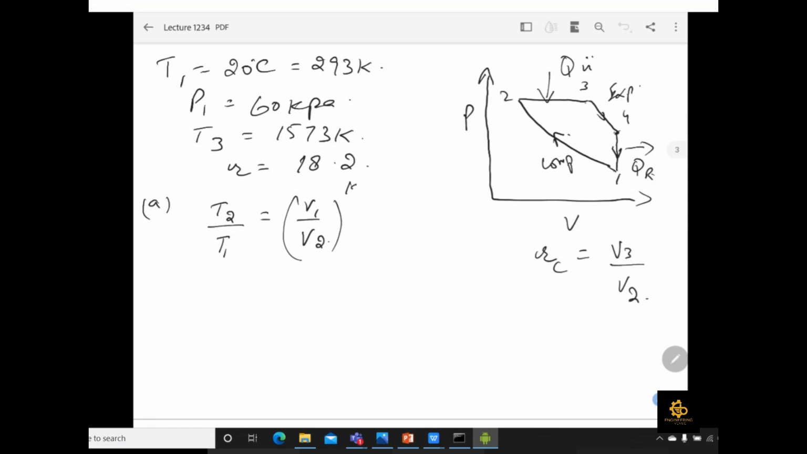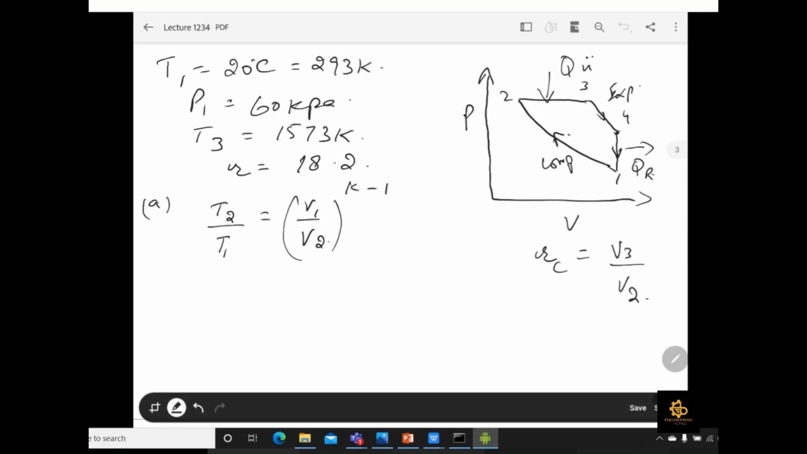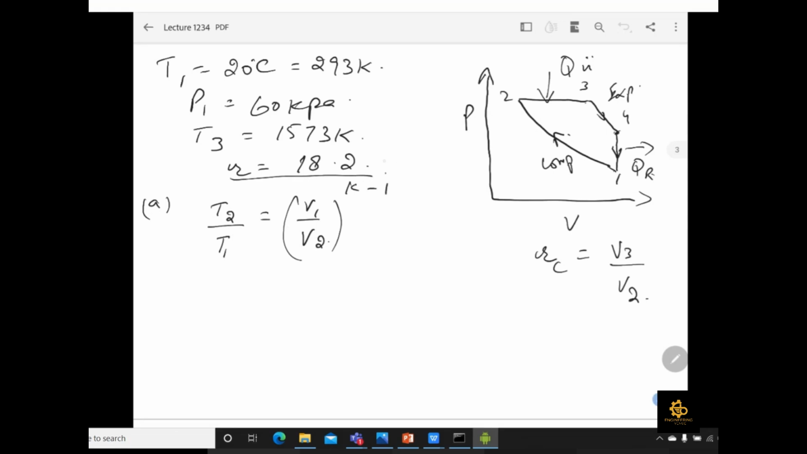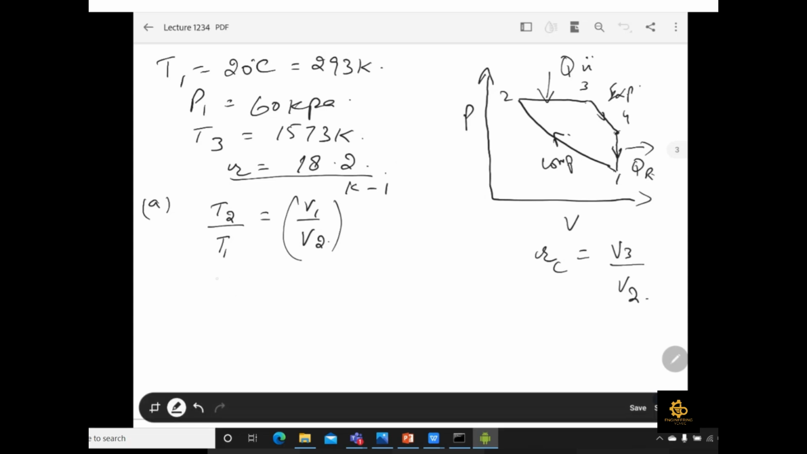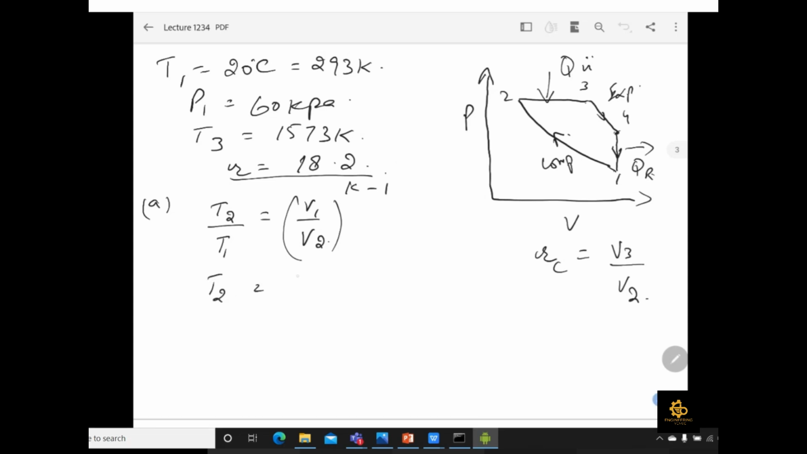Okay, and specific heat ratio K minus 1. So V1 over V2 is given in the question, which is 18.2, and you can say that T2 is equal to T1, 293 Kelvin, times 18.2 to the power of 1.4, the K value, minus 1. You can just solve it and you will get 939.2 Kelvin.